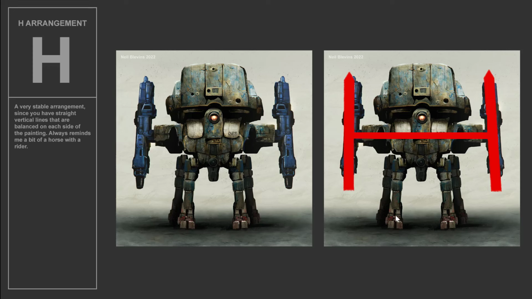And you could even argue that there's sort of an implied H going on inside here, there, and there, with it going across as well. So it creates a really strong sense of stability.